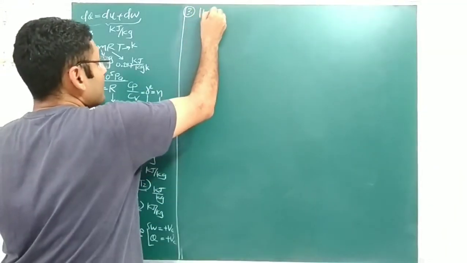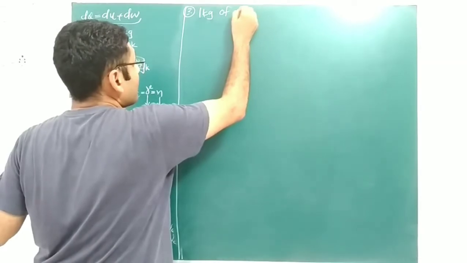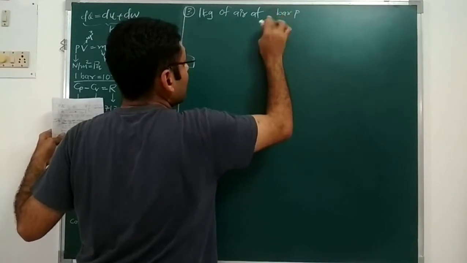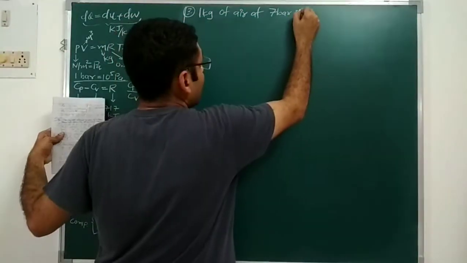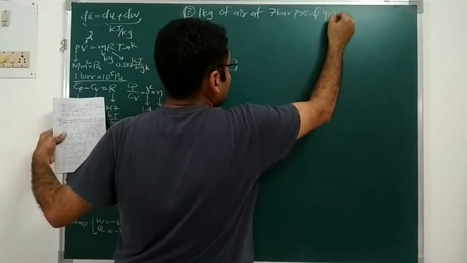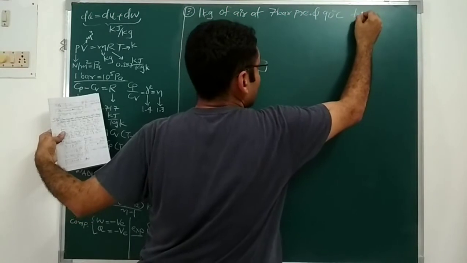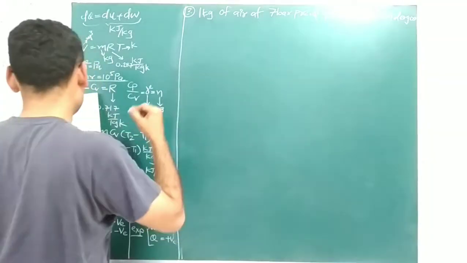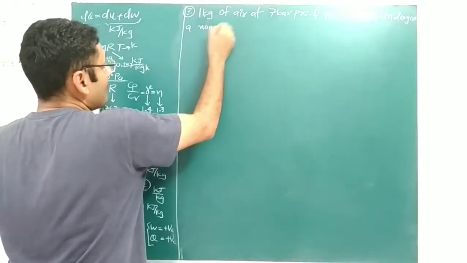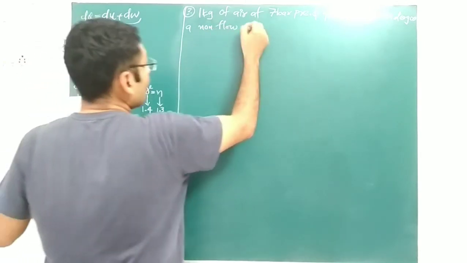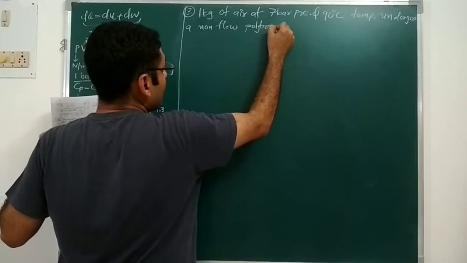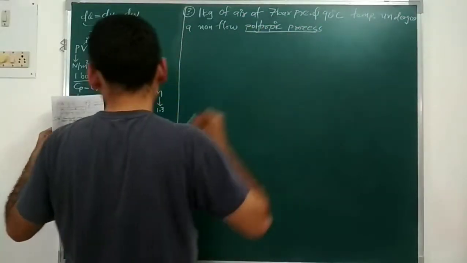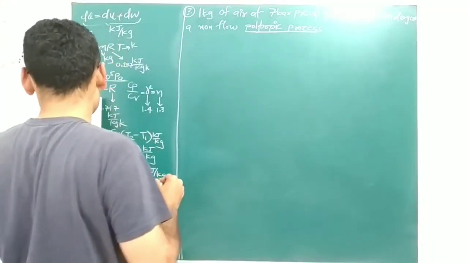1 kg of air at 7 bar pressure and 90 degree centigrade temperature undergoes a non-flow polytropic process. That is, the process is given, which one? Polytropic process. So you have to use the equation of polytropic process.